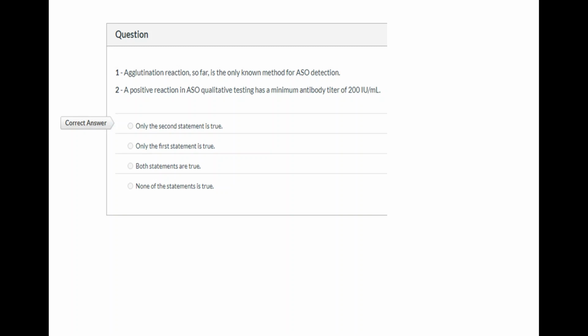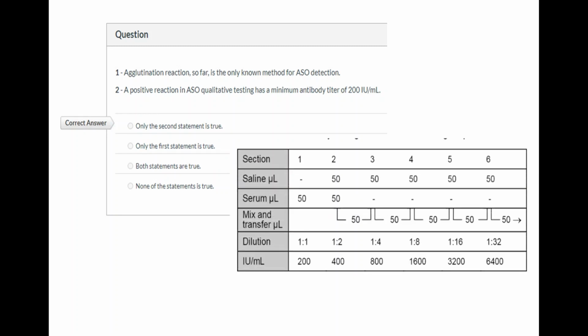But increased antibody titer at some point will yield a false negative reaction because of antibody excess. And you will have a detailed explanation on that in your finals when you discuss serologic methods, particularly in agglutination. So again, for this question, the first statement is wrong and the second statement is true.